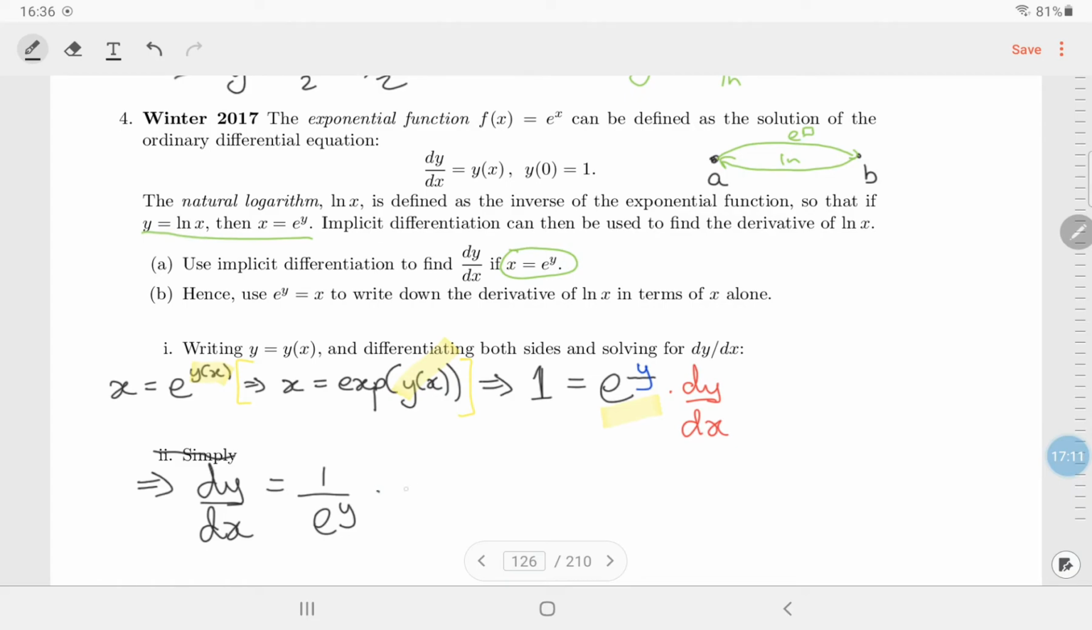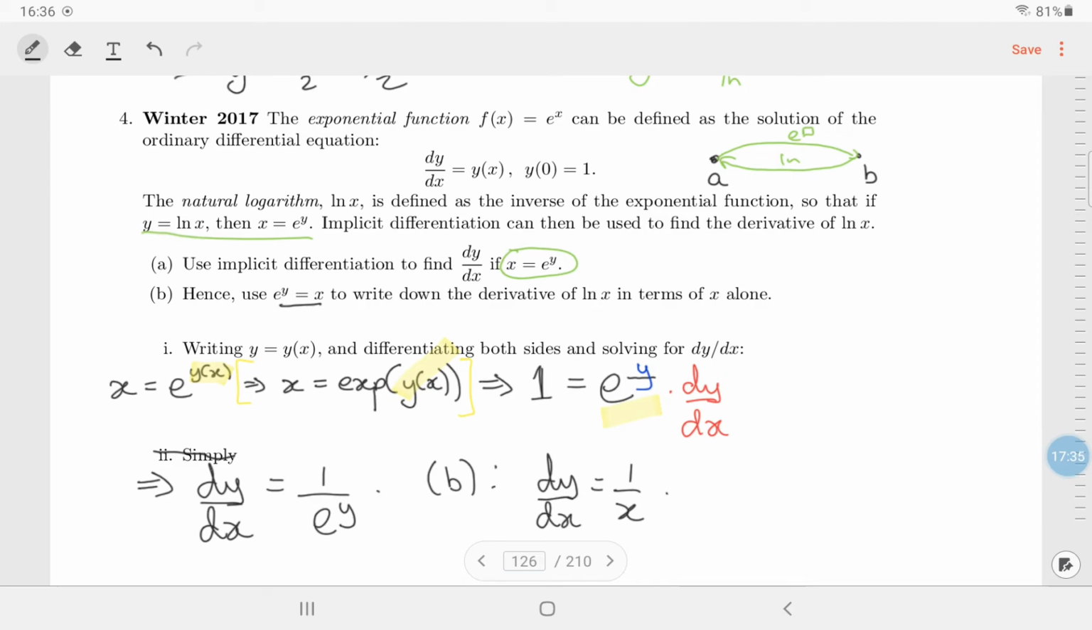And then part b, I should say, says hence use the fact that e to the y is equal to x to write down the derivative of log x in terms of x alone. dy/dx is equal to, well, what's e to the y? It just says it there, e to the y is x. So that's how you show that the derivative of log x is 1 over x.